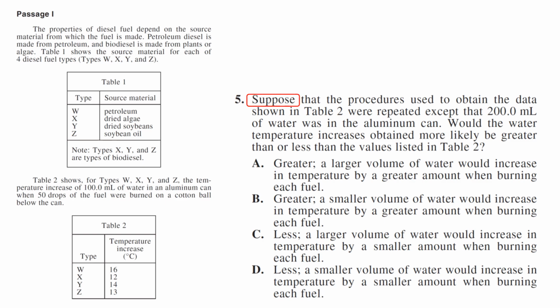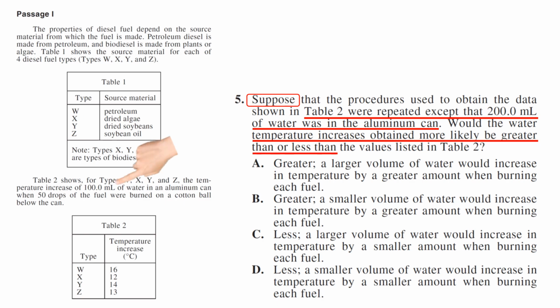Number 5, we see the word suppose. So this is a suppose if Y question. We see those 3 words, you're going to have to extrapolate or continue some information to get the answer. It's a thinking question. Suppose the procedures used to obtain the data shown in table 2 were repeated except that 200 milliliters of water was used in the aluminum can. Would the water temperature increase obtained more likely be greater than or less than? So would this increase be more or less than if we use 200 milliliters?